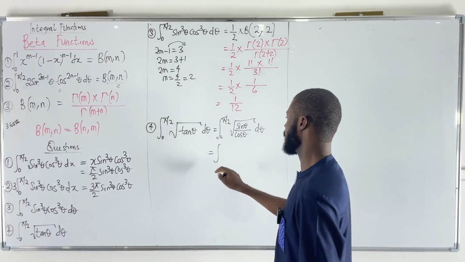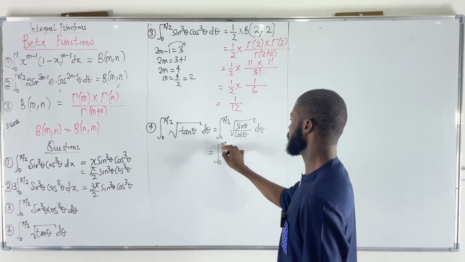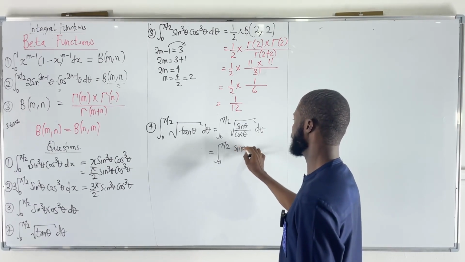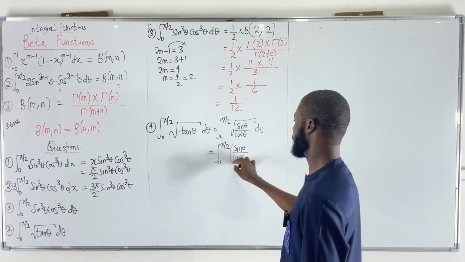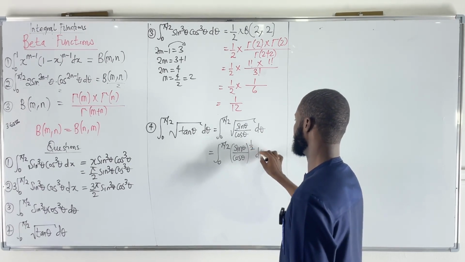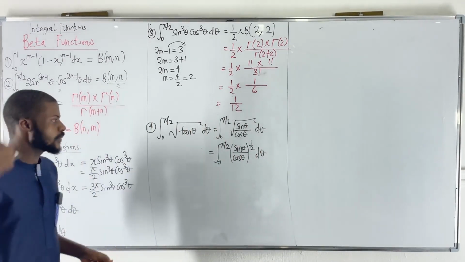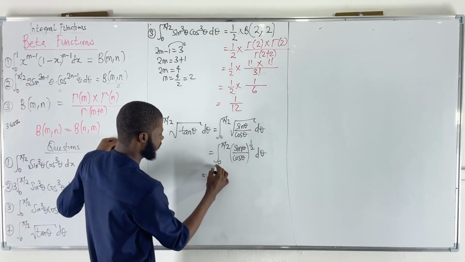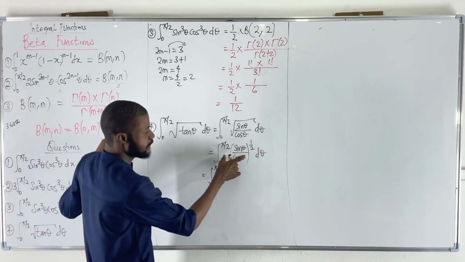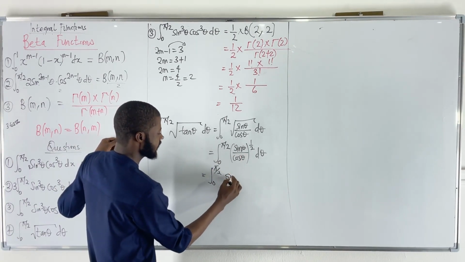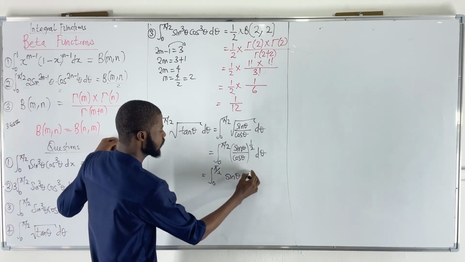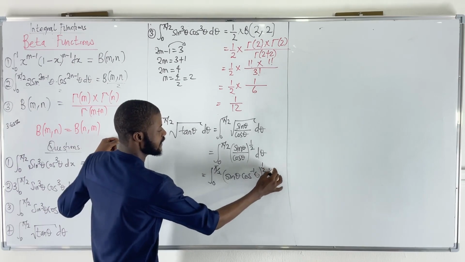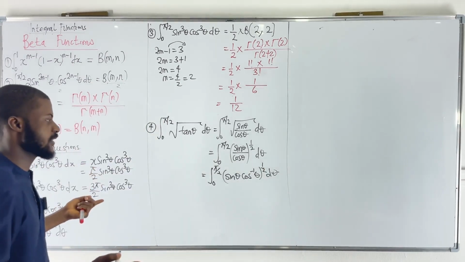Now this is the integral from 0 to pi over 2. Now remember that square root actually means the power of half. So this is sine theta divided by cos theta all to the power of half d theta. Okay, now this is the integral from 0 to pi over 2. Now I can expand this. This actually means sine theta cosine inverse of theta all to the power of half d theta. Logically, that's what it's going to be.